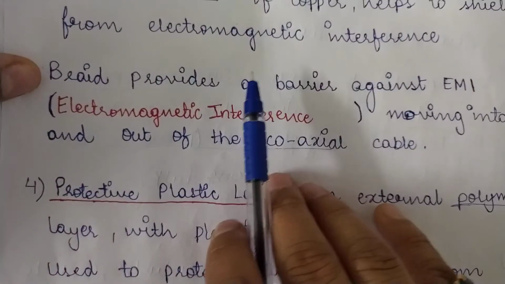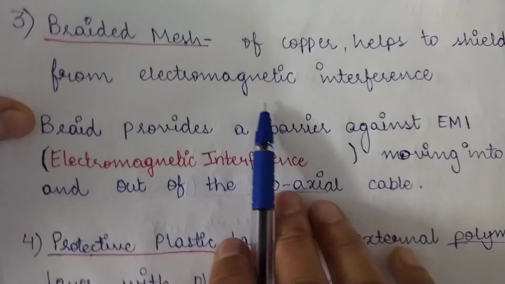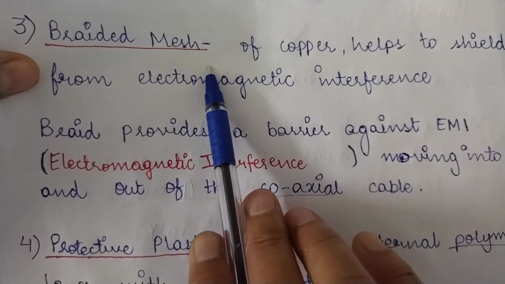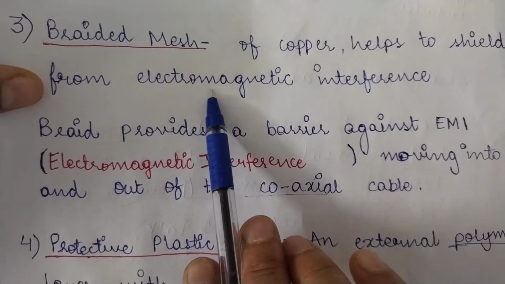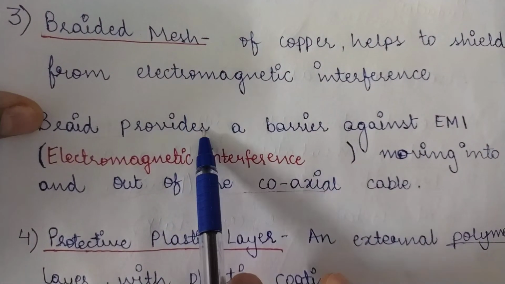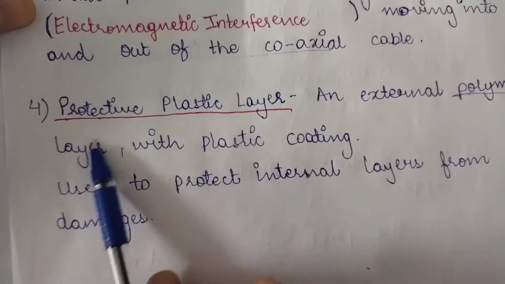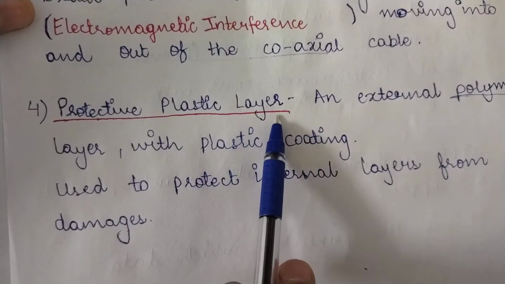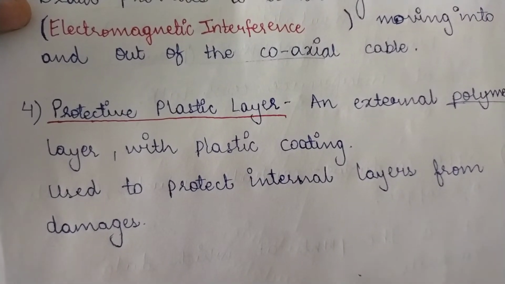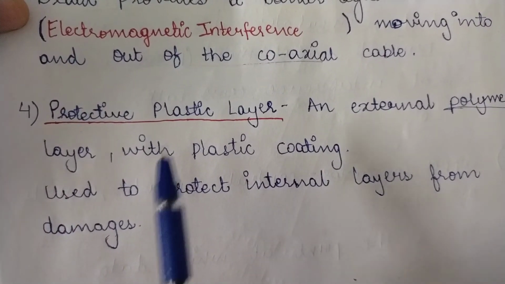So similarly, the braided mesh is helping to prevent any electromagnetic interference. It is preventing any kind of leakage from the inner conductor. Further, it is also not allowing any outside noise to penetrate into the conductor. But then who is protecting this braided mesh? This protective plastic layer. We are just being sure of providing extra protective layers.